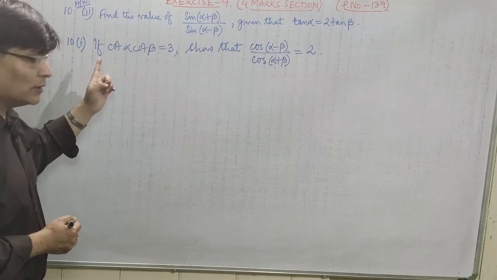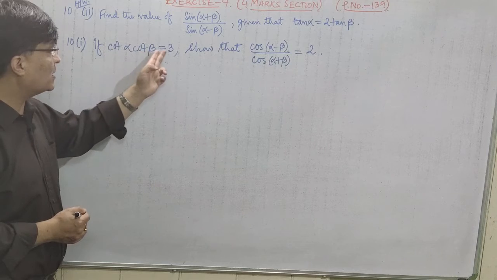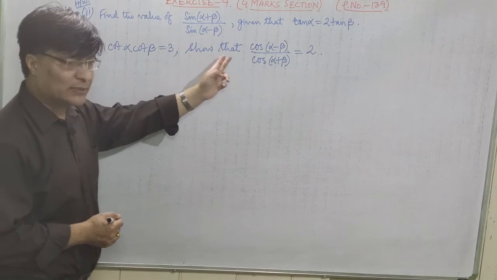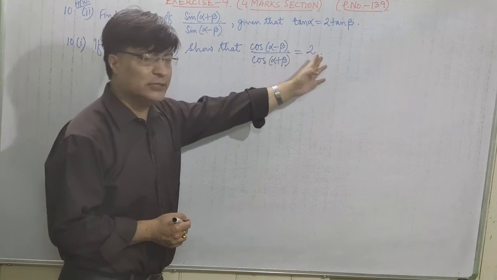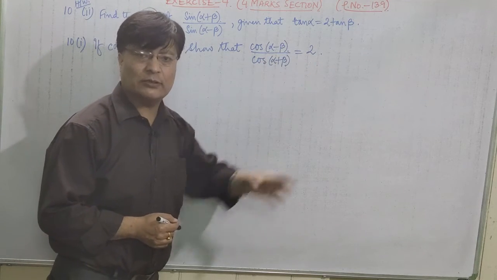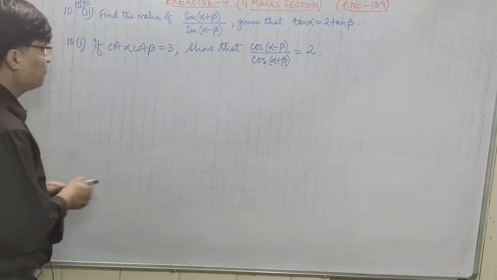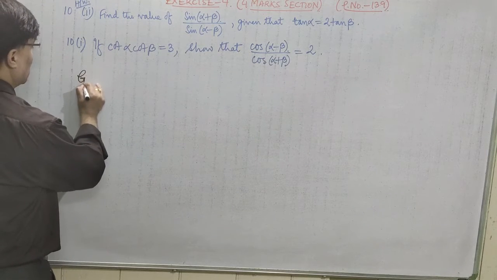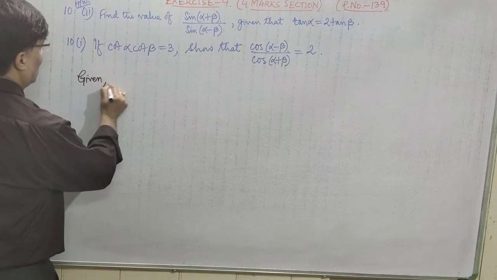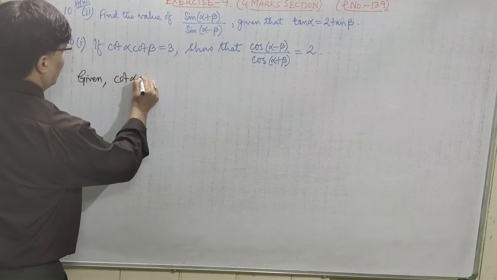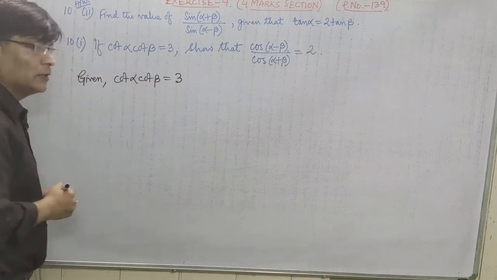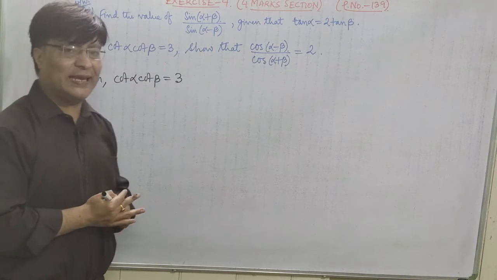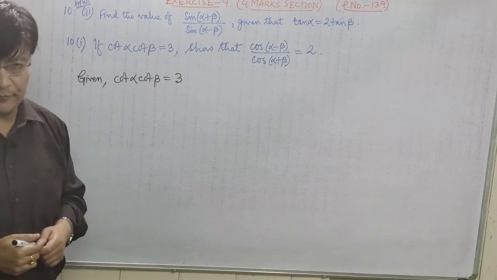So what is given here? Cot alpha cot beta is equal to 3. You have to prove that cos of alpha minus beta divided by cos of alpha plus beta is equal to 2. You prove left hand side is equal to right hand side from given. Okay. So let's do the solution here. What is given here now? It is cot alpha cot beta is equal to 3. So how can you prove this LHS is equal to RHS from given?